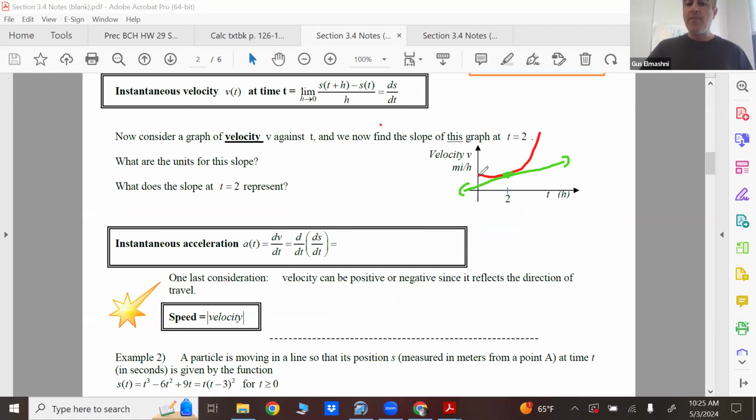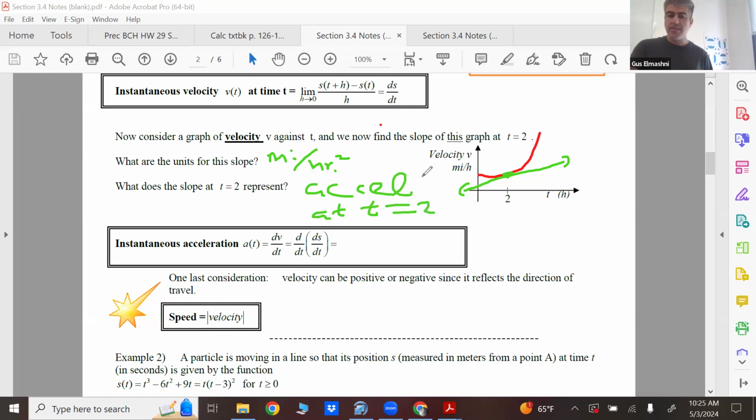Okay, let's say your velocity graph looks like this. I'm just going to draw the same kind of curve. Now if you do velocity versus time, what are the units now, guys? Miles per what? Right. So what does the slope at 2 represent? This will represent the acceleration. That'll represent the acceleration, because that's now the change in velocity.